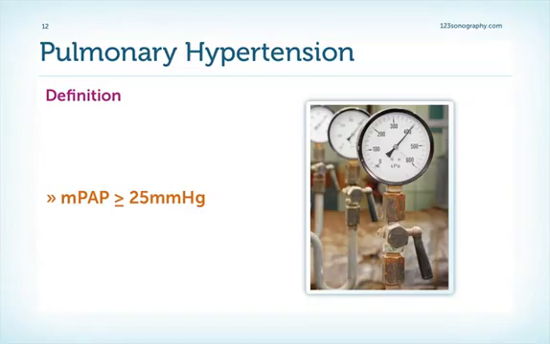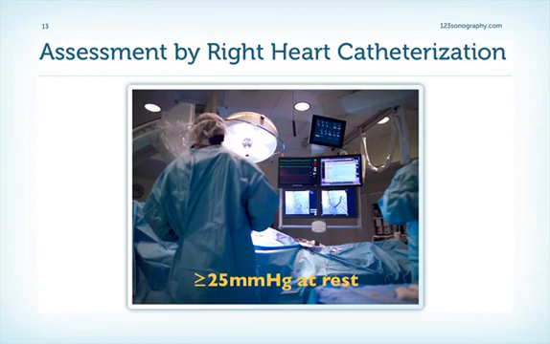So what's the definition of pulmonary hypertension? Well, it's defined as an increase of mean pulmonary arterial pressure equal or more than 25 millimeters of mercury at rest. This is usually assessed invasively by right heart catheterization. Normal values range between 11 and 17 with an upper limit of normal of 20 millimeters of mercury. The significance of values between 21 and 24 is still unclear.